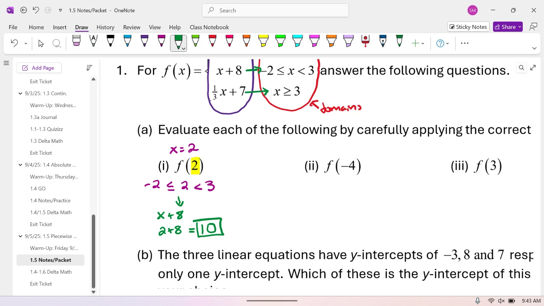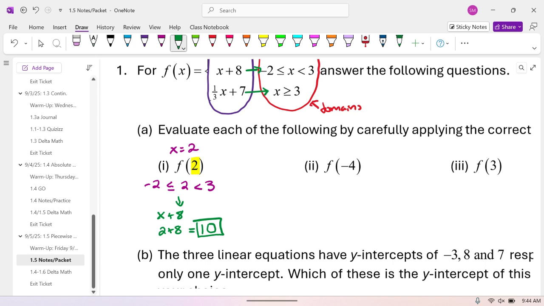All right. So the biggest mistake that I see people make with piecewise, one, they plug it into all three functions. All right. You are only ever going to plug in a piecewise into one function. All right. Within the piecewise. The way you can tell is through the domain.